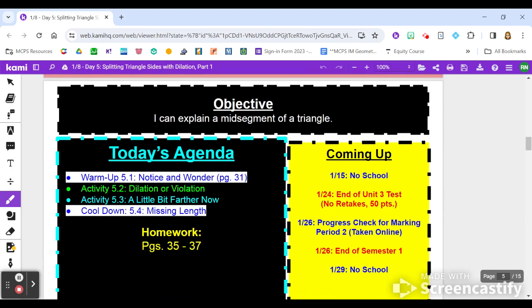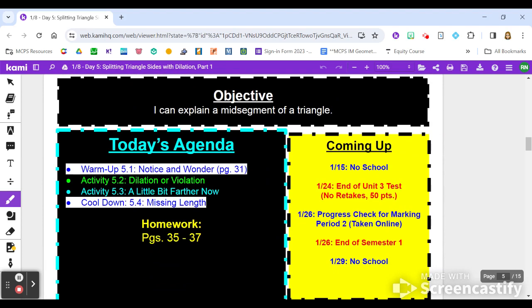All right, so reminders of upcoming things. We have no school on the 15th. The End of Unit 3 test, with no retakes and 50 points, is on the 24th. End of the semester is the 26th, as well as your marking period 2 progress check. And then there's no school on the 29th.